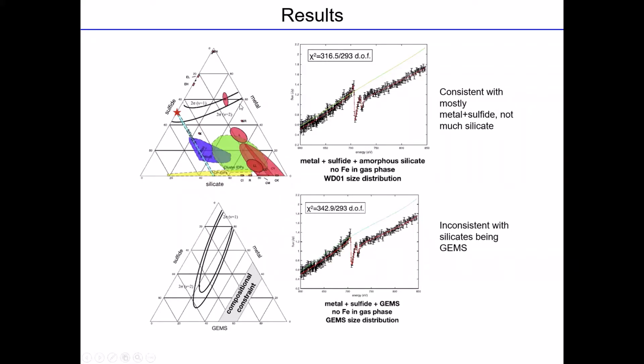Now, one question that's been asked for a long time is, what are GEMS? GEMS are glass embedded with metals and sulfides. They're little tiny particles found in meteorites and comets, and they're somewhat mysterious. And one question is, is the silicate component GEMS? And it turns out that you can't make that work with all the constraints. This red fit doesn't look that much worse than this red fit, but if you look at the chi-square, it turns out to be significantly worse.